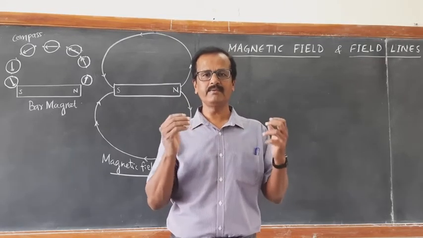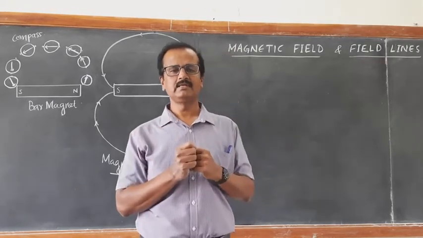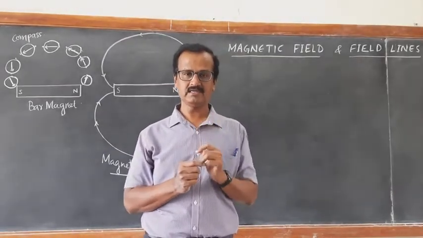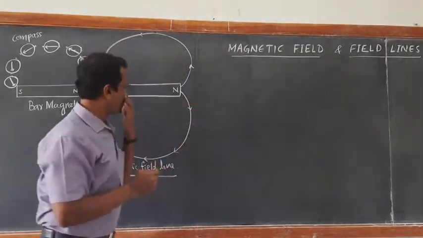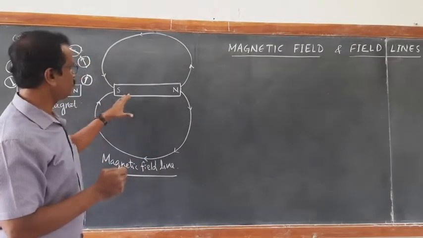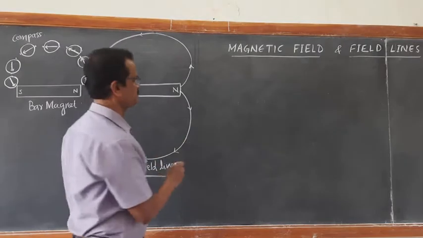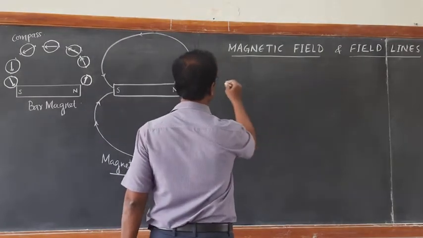So this is a very important property of magnets: like poles repel each other, unlike poles attract each other. With the help of that property, we are now drawing the magnetic field line. First, let us define what a magnetic field is.